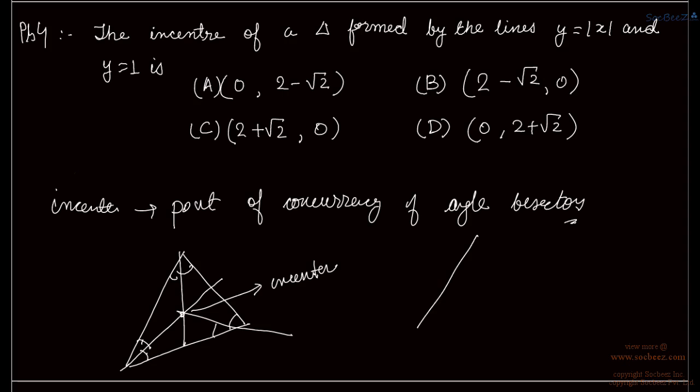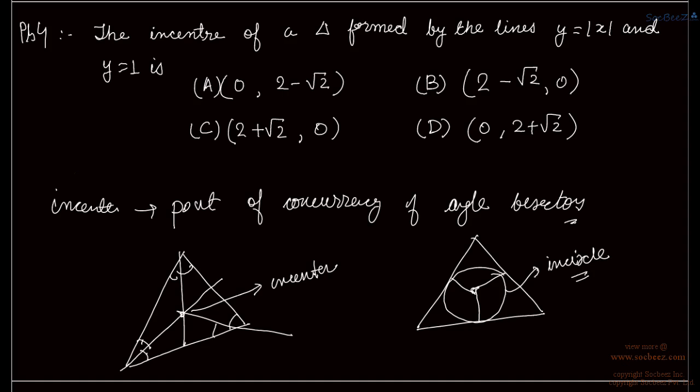And one of the most important properties of the incenter is that, taking the incenter as a center and taking the perpendicular distance from the incenter to any of the sides as a radius, we can draw a circle, and the circle touches all the three sides. This circle is known as the incircle. Okay. So this is the incenter and this is the incircle.